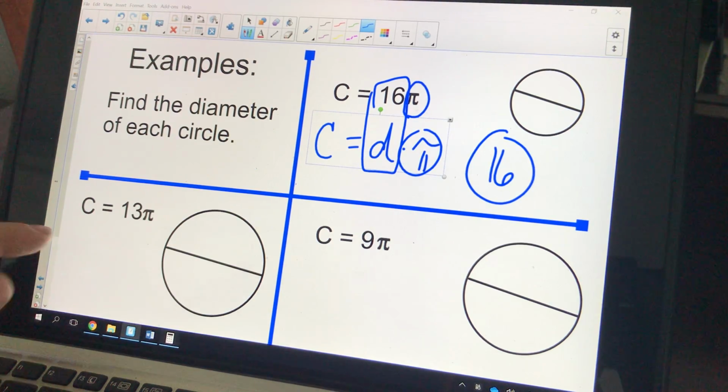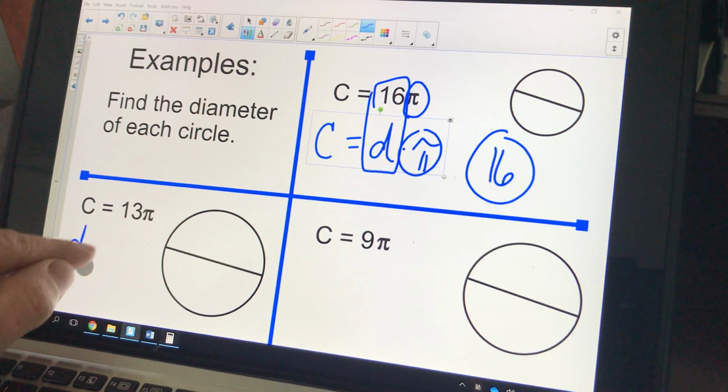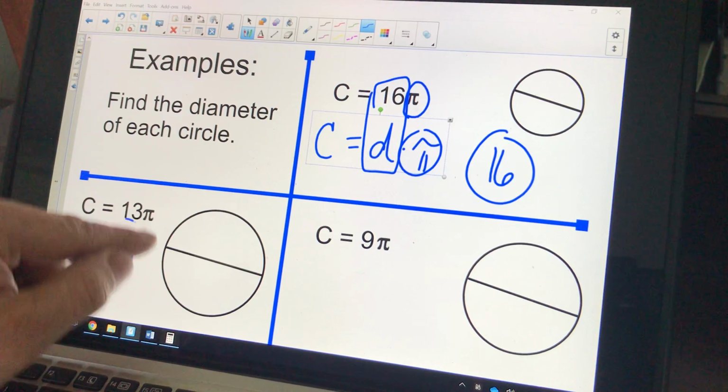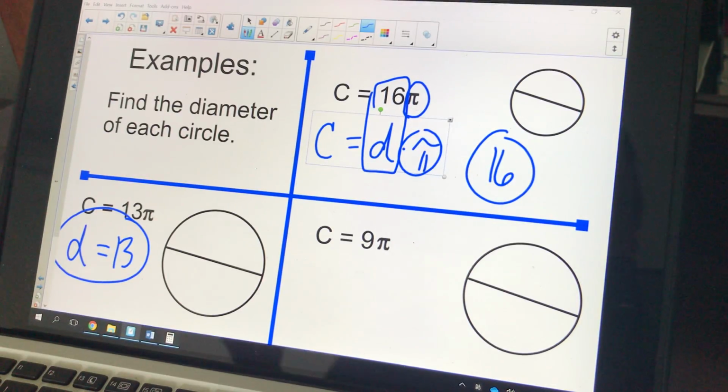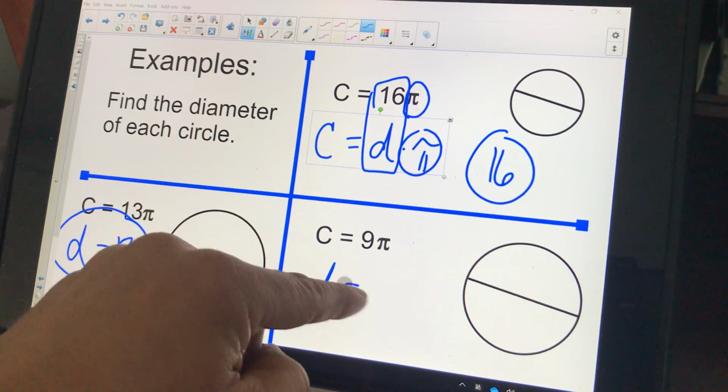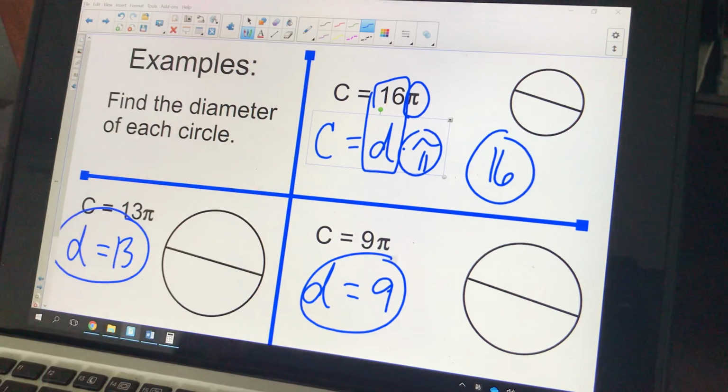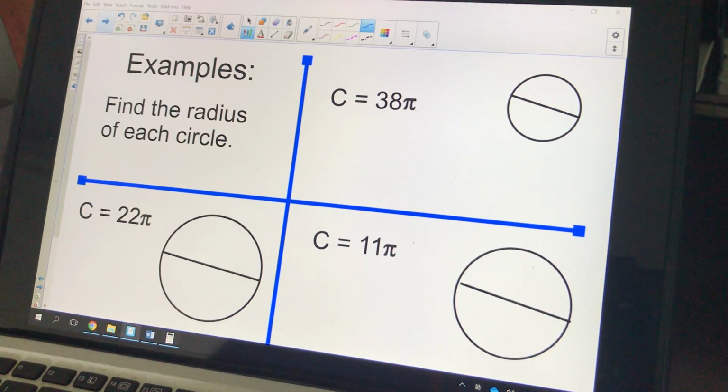Over here on this one, our diameter must be 13. Now I don't know if it's inches, I don't know if it's meters, they don't have that labeled part, and that's okay. They're just asking for what's the diameter. This has to be 16, that has to be 13, and the diameter in this case has to be 9. They're giving you the circumference, and we're finding the diameter from it.